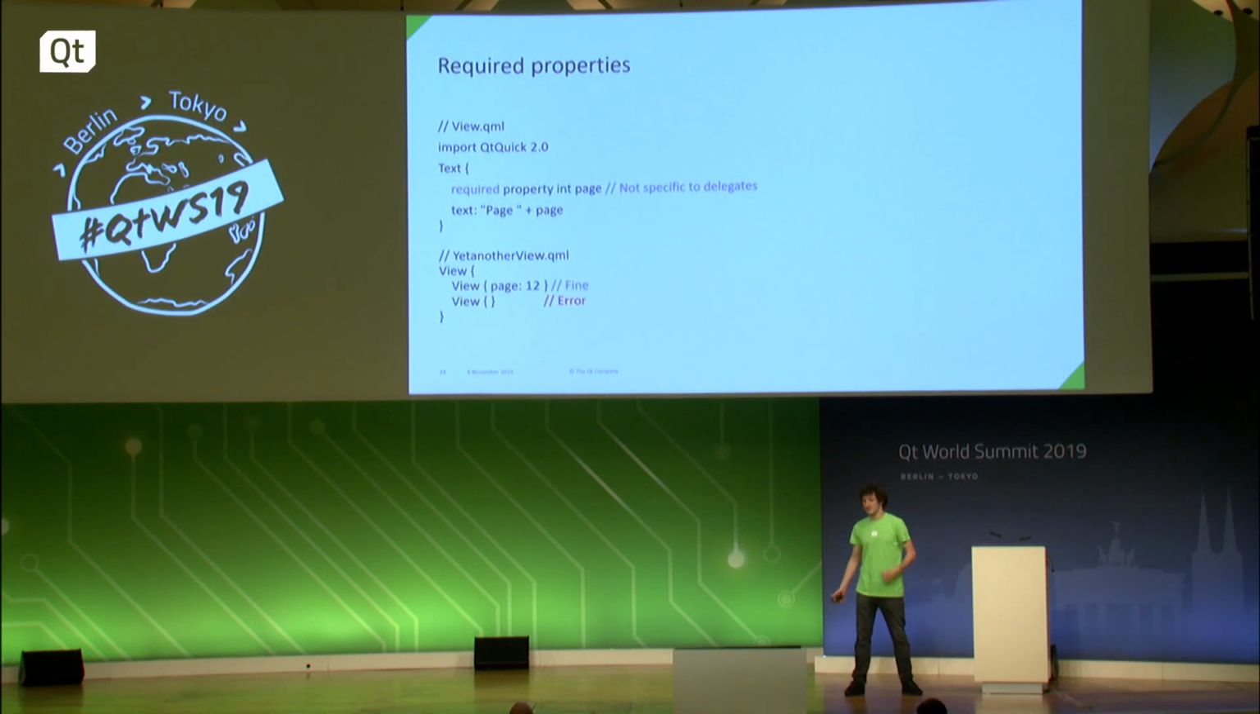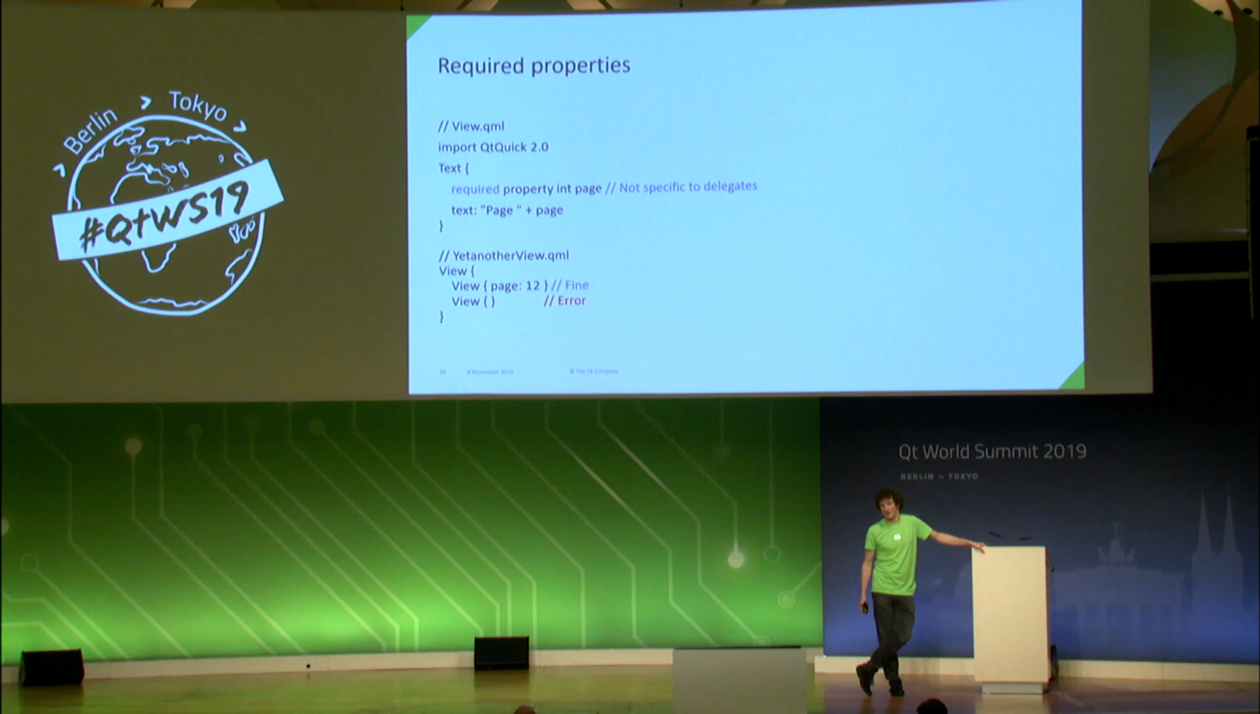And you can also use your required properties for other things. You don't have to do that just for models and delegates. You can just use them on any component, and you can say, well, if that component is instantiated, I really want that property to be set. So this would work, kind of. I mean, it would fail because in one instance the property is not set, but that's exactly what it should do.